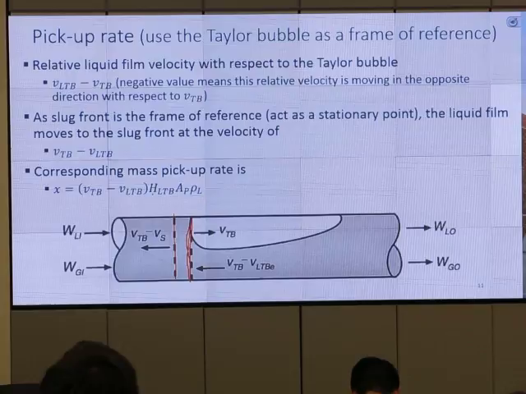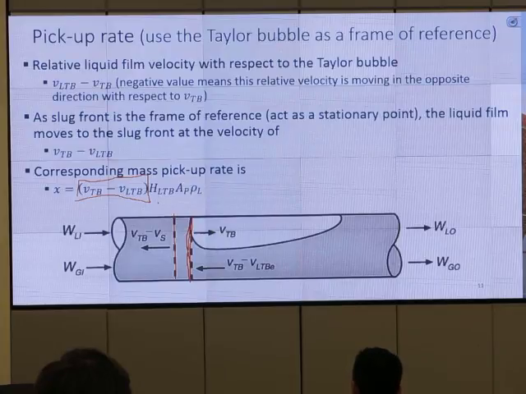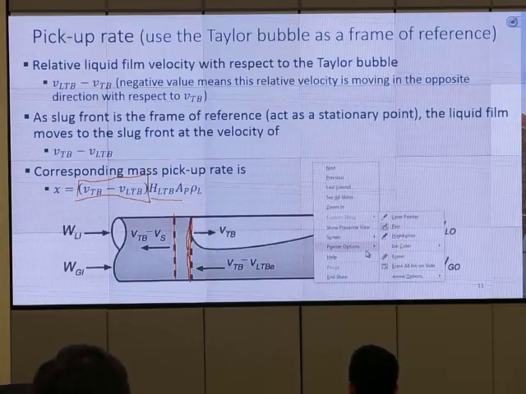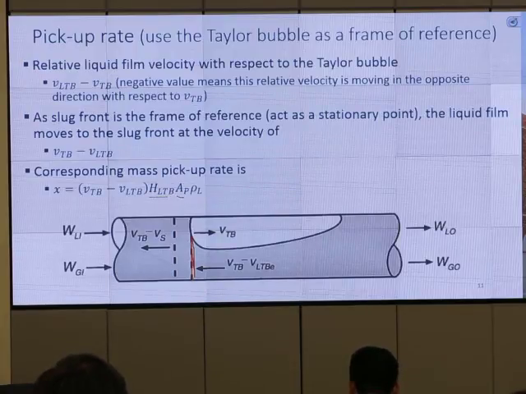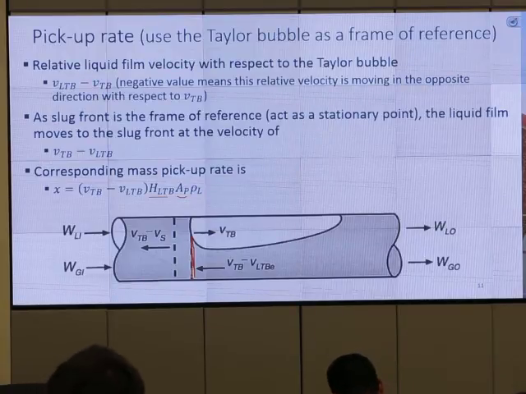So the pickup rate is the relative velocity, which is VTB minus VLTB, multiplied by the cross-section area, which is this small cross-section area, not the whole thing, okay? And that part, we say HLTB times AP, of course, right? H times AP is the cross-section area where we have liquid phase.